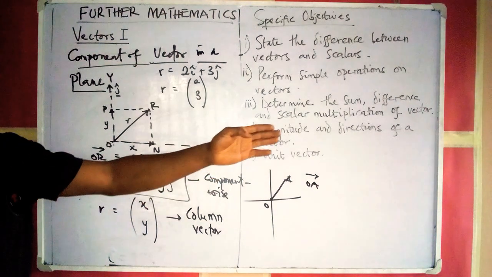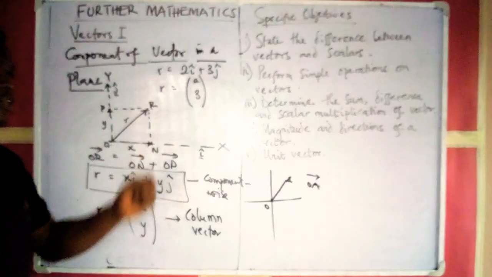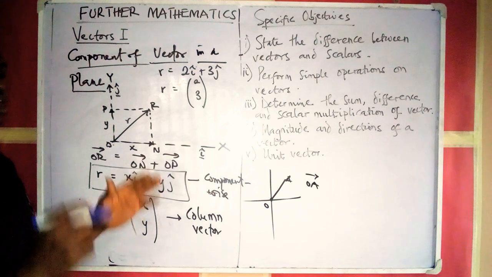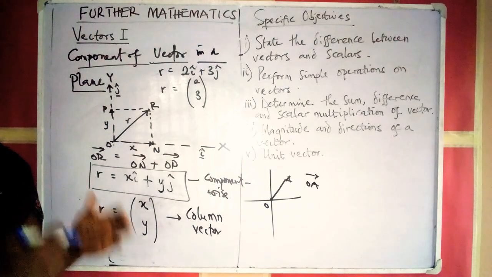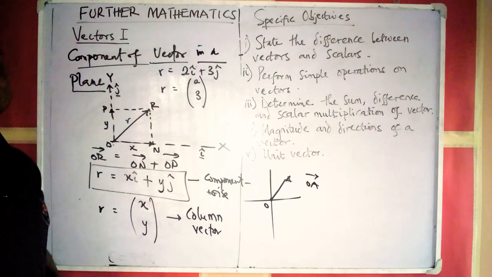Now, having known the component-wise and column vector, we are going to look at the magnitude and direction cosine of a given vector. I want us to take all this before we now go into solving practical problems. Alright.